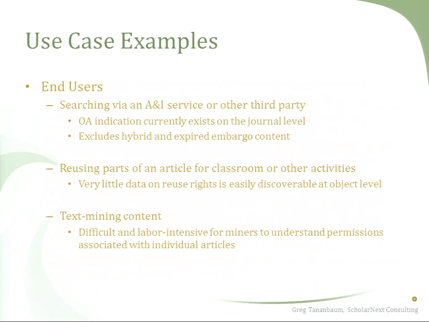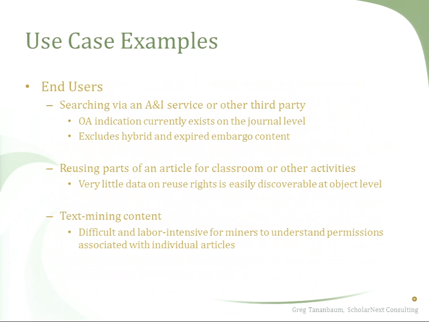But we're seeing increasingly that within a journal, some content is publicly available, some content is not. And so how we deal with those hybrid articles, how we deal with those embargoed articles, that's something that needs to be dealt with by some sort of specification. Talking about a classroom setting, there's an instructor who wants to reuse part of an article for teaching or for some activity, and there's very little data on reuse rights that's easily discoverable at an article level. So what can I do with it? Not just can I read it, but can I do something with it?